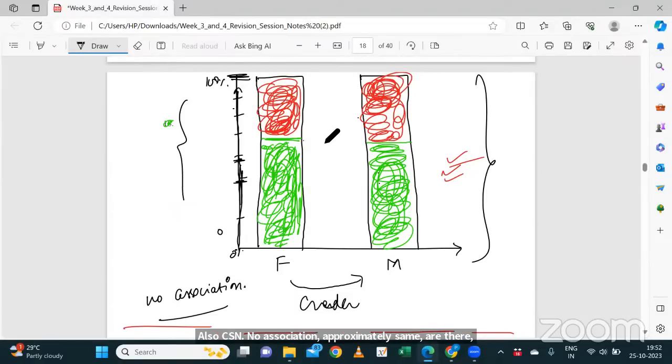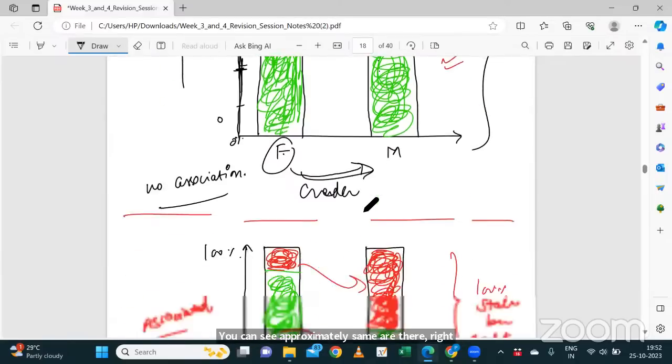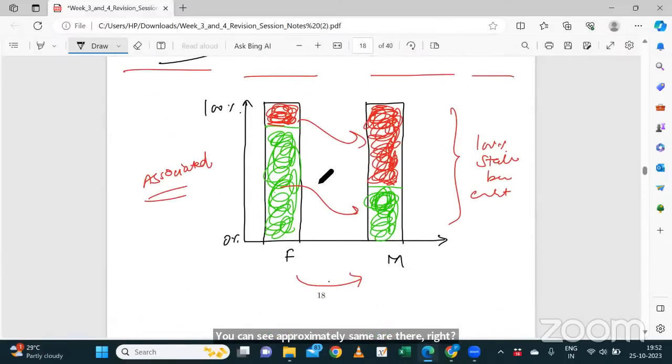Association means what? If I change one variable, I'm going to get a change in the other variable, right? So if I go from female to male, is there a significant change in yes to no or not? You can see approximately the same values are there. But in another graph, I took some random data. If I change, can you see the significant difference? Green and red, right? So that means they are associated. Clear?